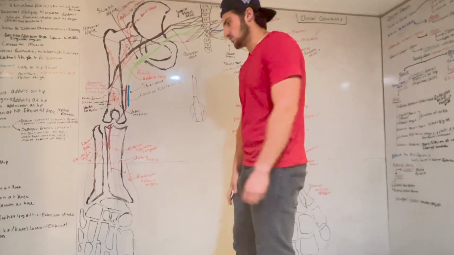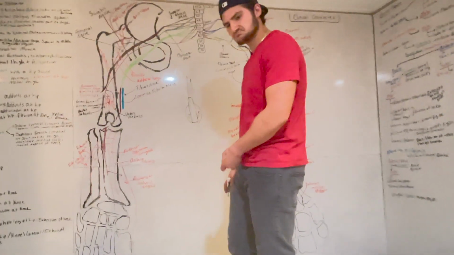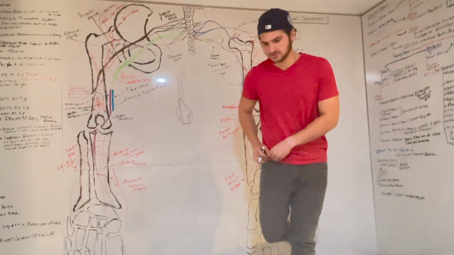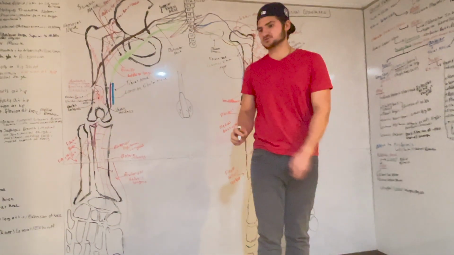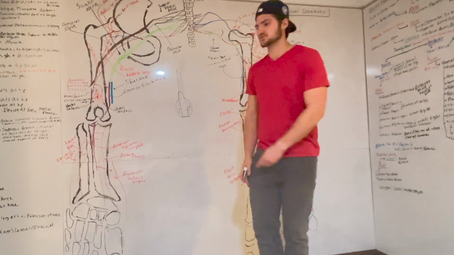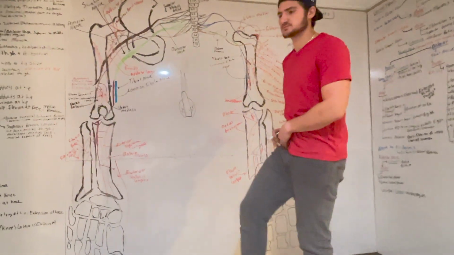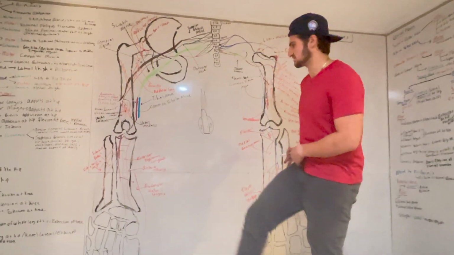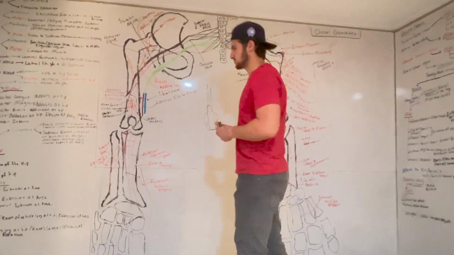He flexes the whole leg, right? So he's going to flex the whole leg this way, and he's also going to do what? Extend the knee. So he flexes the hip, and he extends the knee. Flexion of hip, extension of the knee, right? That's going to come from the rectus femoris.